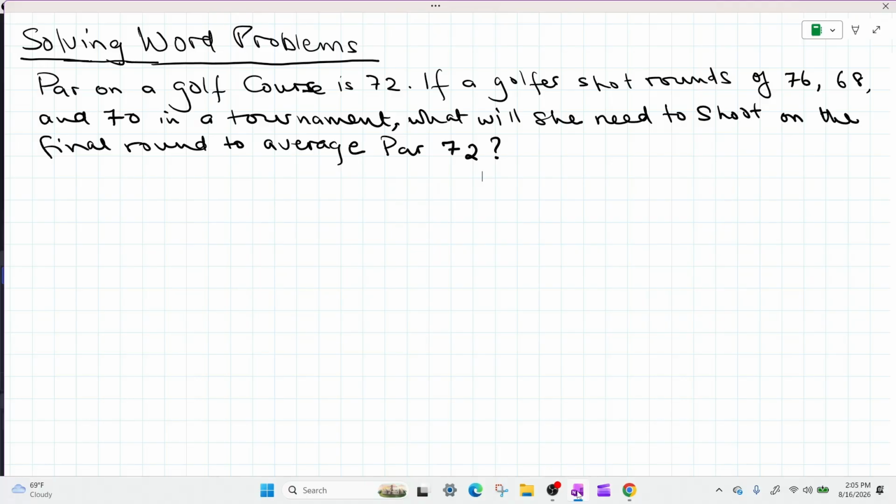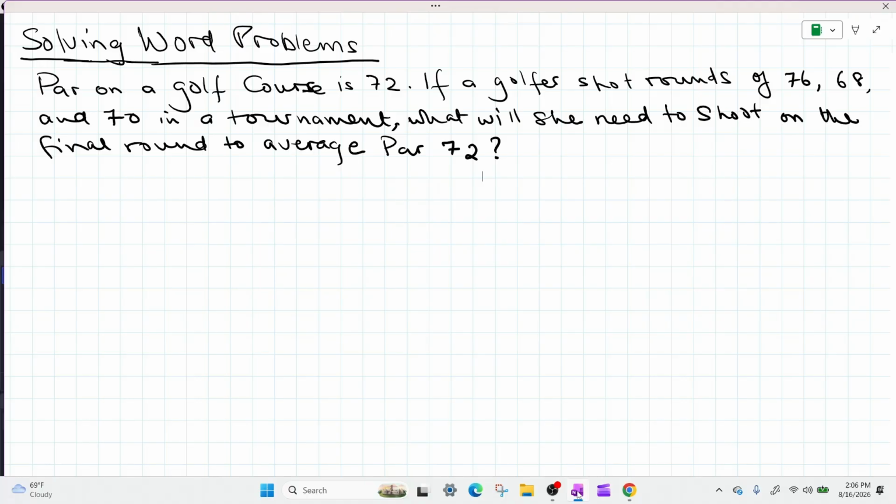We have a problem reading as such. Par on a golf course is 72. If a golfer shot rounds of 76, 68, and 70 in a tournament, what will she need to shoot on the final round to average par 72?